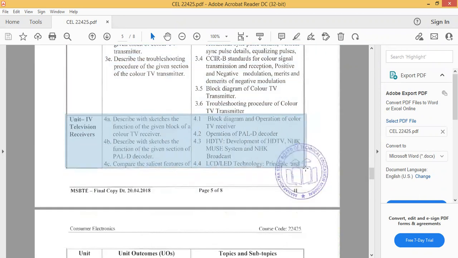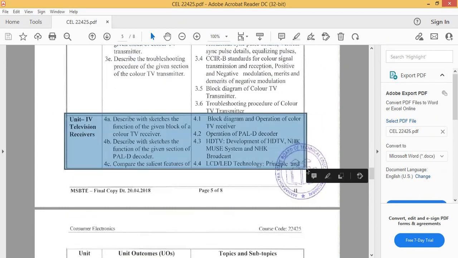Unit number 4, the first point is block diagram and operation of color TV receiver. Operation of PAL decoder, HDTV, development of HDTV, NHK MUSE system. NHK, actually 2 Japanese scientists were there who designed that system.